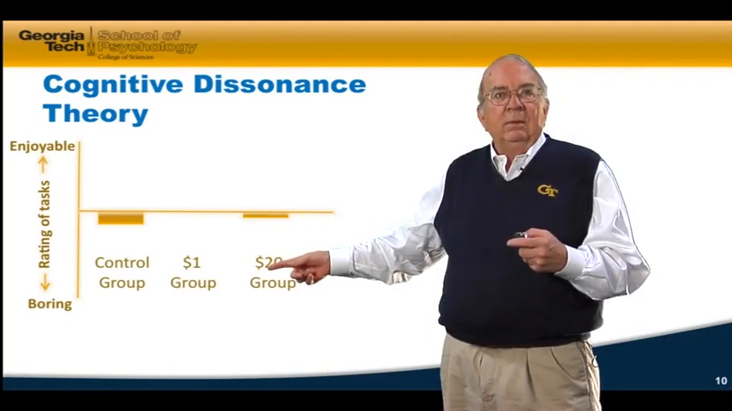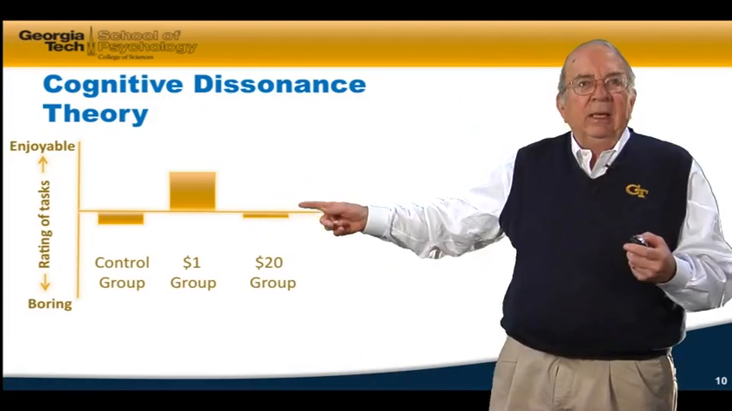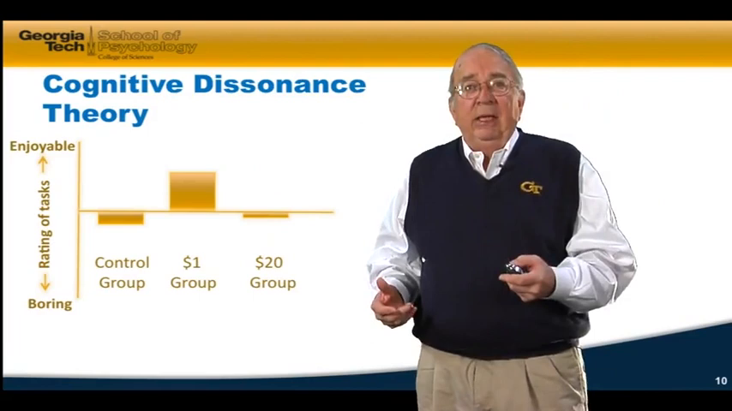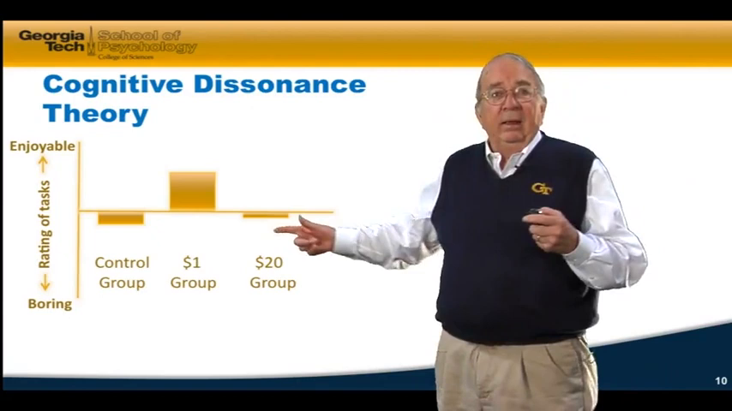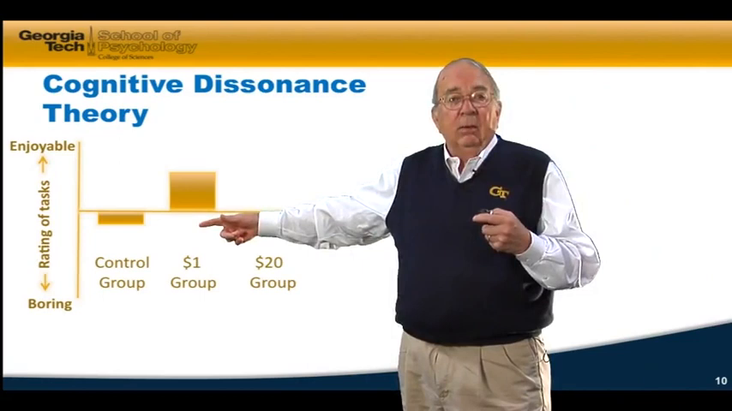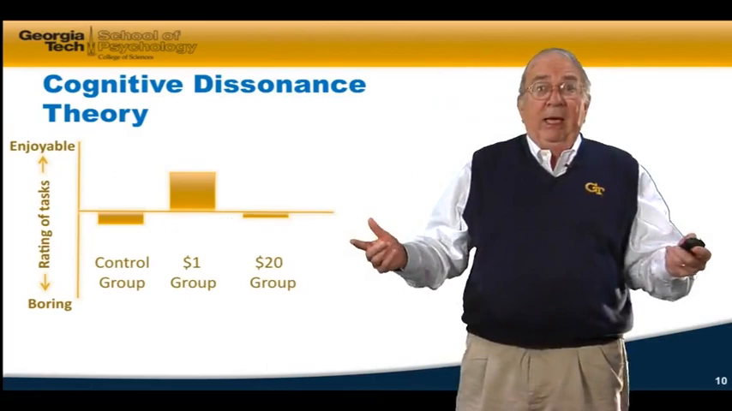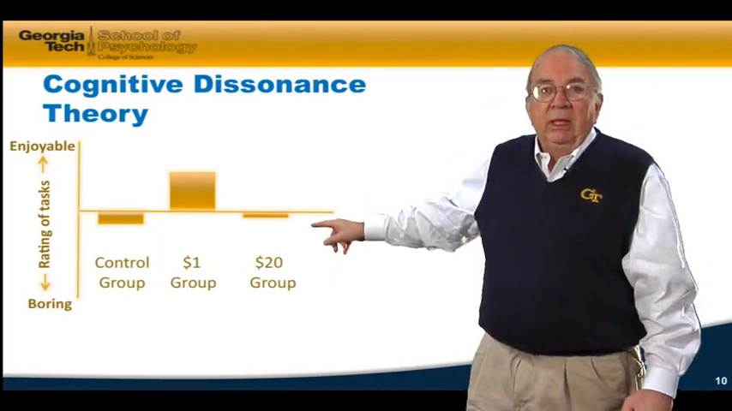as somewhat enjoyable. Now, they believed this was because of cognitive dissonance. They had this boring task, and here they were lying to someone about how enjoyable it was, and that's going to produce still a negative rating of the task that is boring. If you gave them $20, well, I'm lying, but I was well paid to do it. That's why I did it. So cognitive dissonance is reduced, and you still rate it as boring.